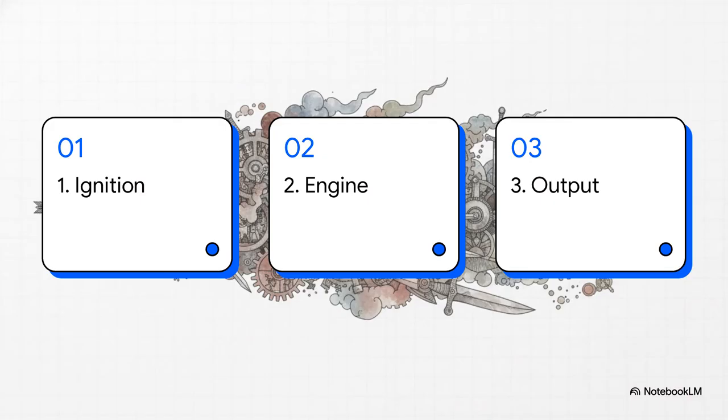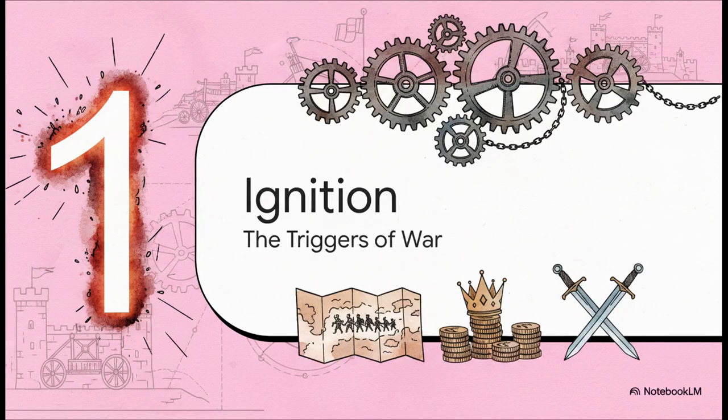So here's our game plan. First up, we're going to look at ignition, what actually gets this machine started. Then we'll dive into the engine itself, the nuts and bolts of how conflict really worked. And finally, we'll analyze the output, how this machine became one of the most powerful forces for change in the world. All right, let's get into it.